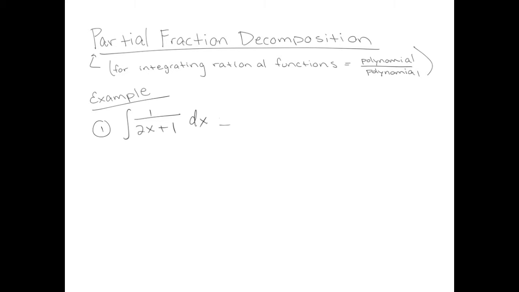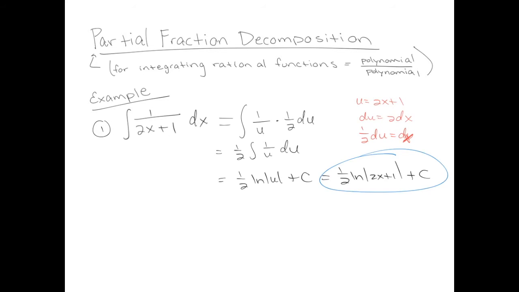This one is a standard substitution problem with u equals 2x plus 1. Then our du is 2 times dx. I get 1 over u times a half du. Pull the half out, and this is a completely reasonable problem. And there's our answer for that problem.